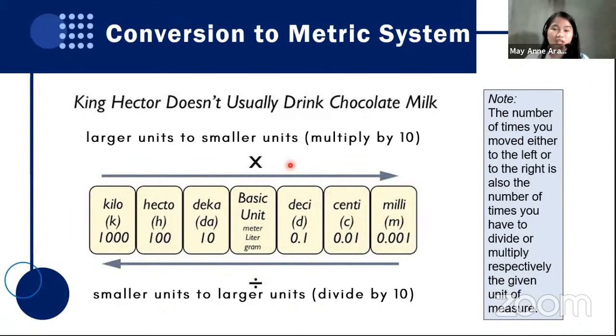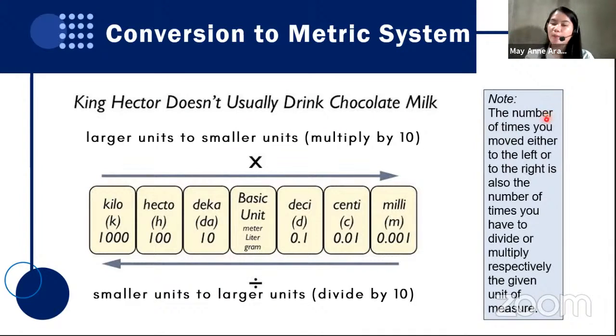Once you have memorized that, King Hector doesn't usually drink chocolate milk, it will be easier for you to convert to the metric system. Note, the number of times from larger units to smaller units: if you convert kilo to deci, you need to multiply by 10, for however many places away it is from the given unit. And from smaller units to larger units, you need to divide by 10.